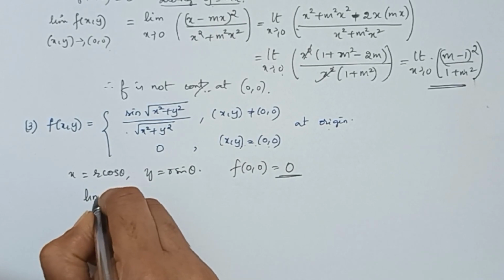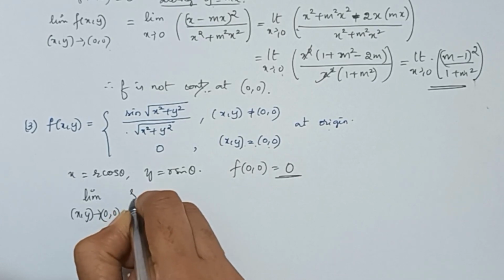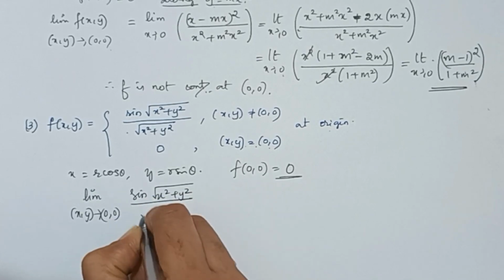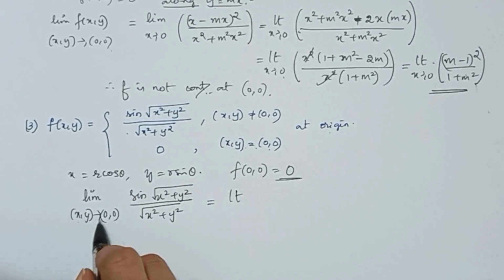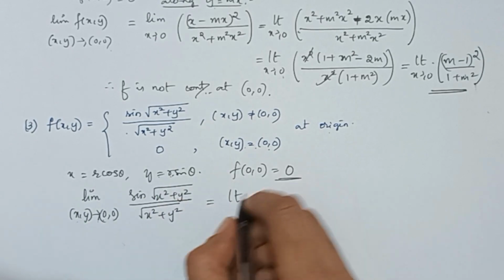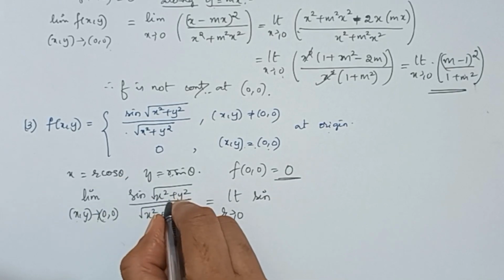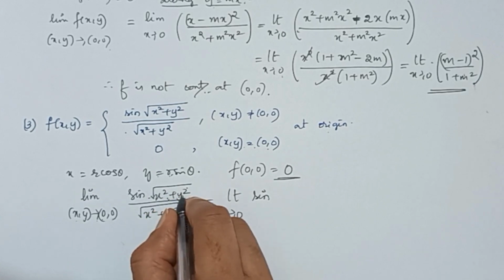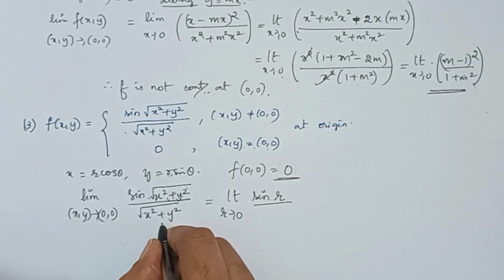Now let us find out the limit as (x, y) tends to (0, 0). The function is sine of square root of x square plus y square divided by root of x square plus y square. This is equal to, when x and y tend to 0, then r also tends to 0 from this expression. So limit r tends to 0, sine of square root of r square cos square theta plus r square sin square theta. So you can take r square common. Cos square theta plus sin square theta is 1. So square root of r square is r, divided by the same value here also r.